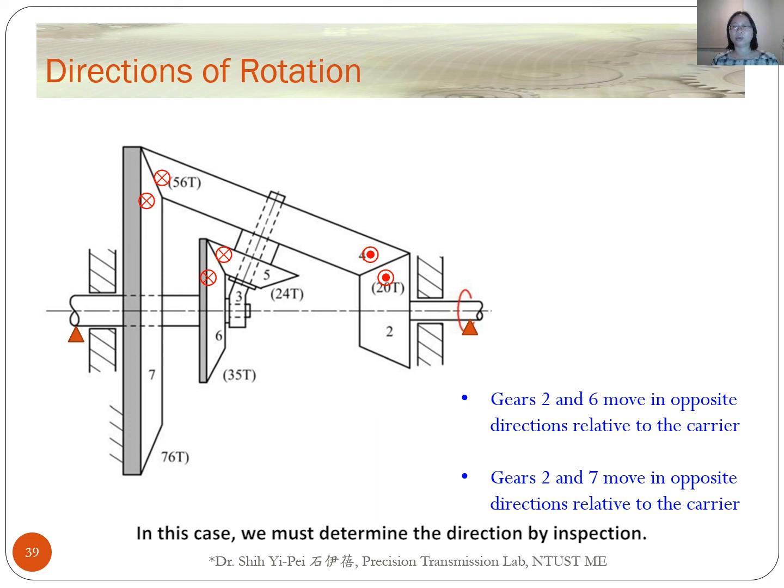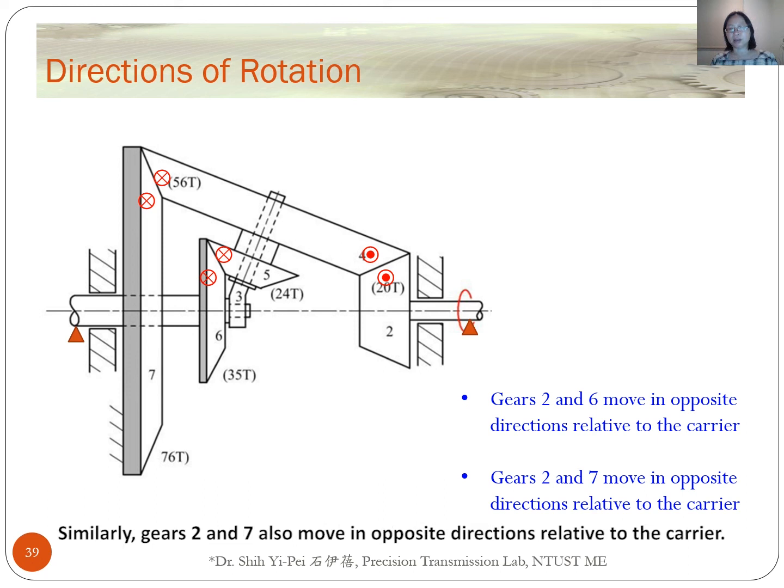In this case, we must determine the direction by inspection. This will show that if the carrier is fixed and the motion is inverted, so that all the other links and the gears move relative to the carrier, we have gear 2 that moves in the counterclockwise direction viewed from the right end. Gears 2 and 6 will move in opposite directions. Similarly, gears 2 and 7 also move in opposite directions relative to the carrier.